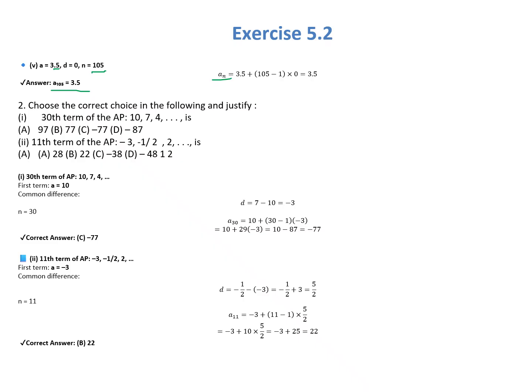Okay, now choose the correct choice in the following question. We have to find the 30th term of the AP, the 11th term of an AP, and then the next value over here. So the 30th term of the AP 10, 7, and so on. The first term is given as 10. We find the common difference as minus 3, and then we are given N is equal to 30. We will find the value of A30, which is equal to A plus N minus 1 into D. When we solve this, we'll get the value as minus 77.